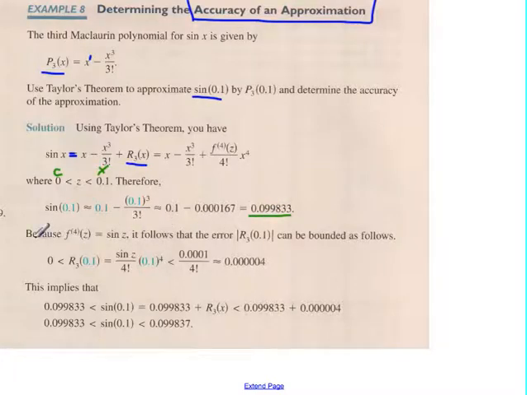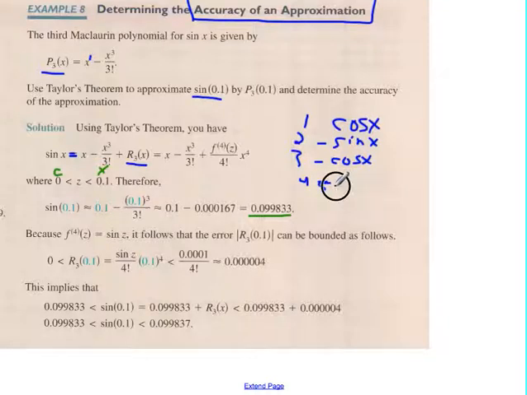Okay, so because the fourth order derivative of z equals sine of z, is that true? Let's go up here and look. So if we took the fourth order derivative, what would it be? So sine's derivative would be cosine, right? Let's just go in terms of x. The derivative of that would be negative sine. The derivative of that would be, what, negative cosine. So that would be first derivative, second derivative, third derivative, fourth derivative would be negative, negative, so back to sine. So that's why they're saying this, right?